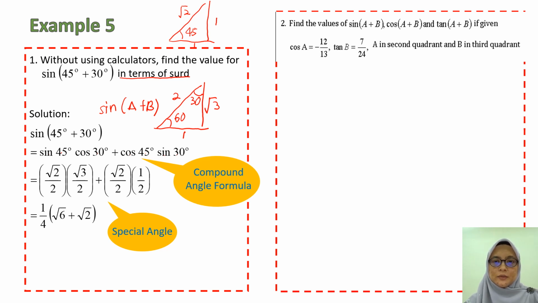Okay, so now for number 2, find the values of sin A plus B, cos A plus B and tangent A plus B, given cos A is negative 12 over 13 and tangent B is 7 over 24. A is in the second quadrant and B is in the third quadrant. Okay, so we draw our diagram first based on angles A and B, in the second and third quadrants.